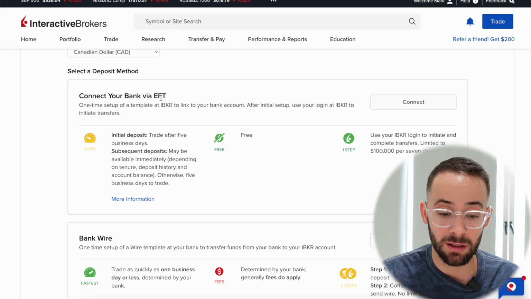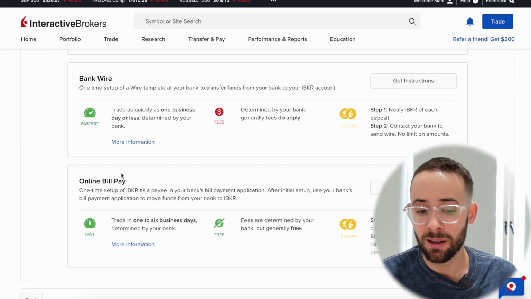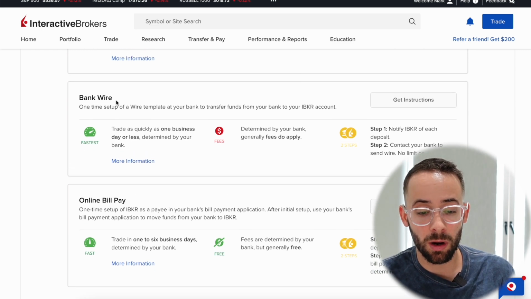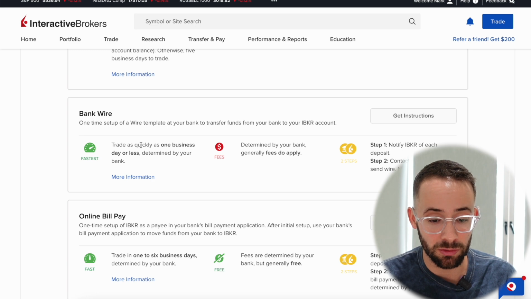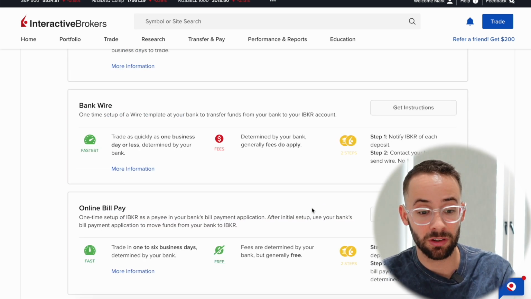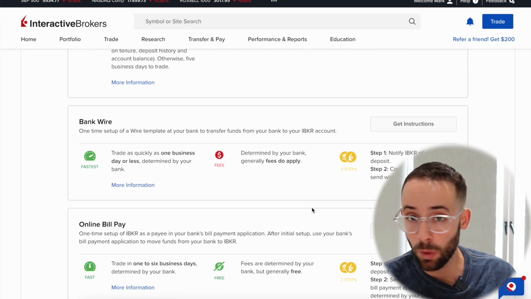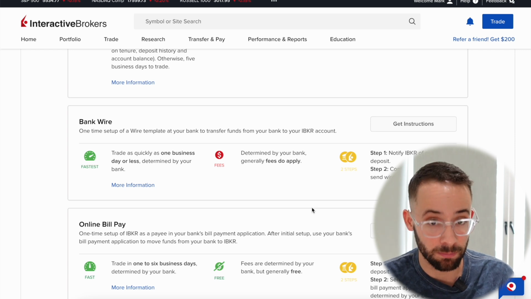Connecting your bank via electronic funds transfer might be the simplest one, or online bill pay. I don't necessarily recommend doing the bank wire because it will definitely be the most expensive option here. The wire transfer fees in Canada are not cheap. So simply select the best option for you to fund your account, go through the process, wait a day or two for it to actually hit your account, and then come back.